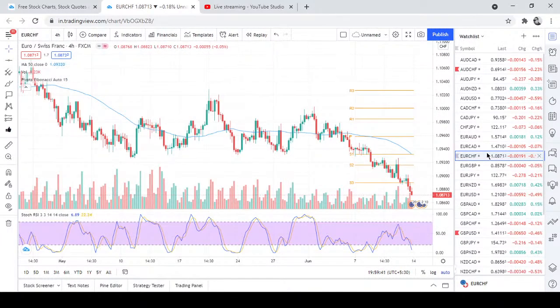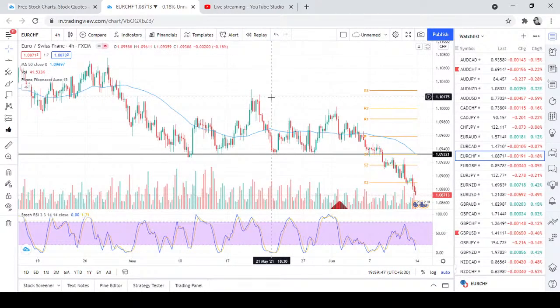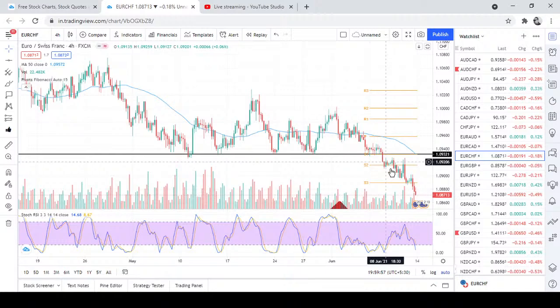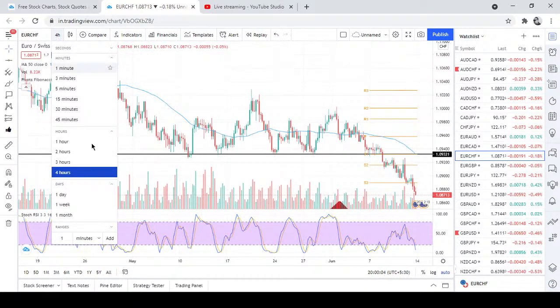Okay, this chart looks peculiar. This is the chart of Euro CHF, Euro Swiss franc. Right now we can see that after crossing this support level, the market is coming down with great force. There is huge selling pressure in the market right now. Let's switch to the weekly time frame once and see what the weekly time frame is telling us.